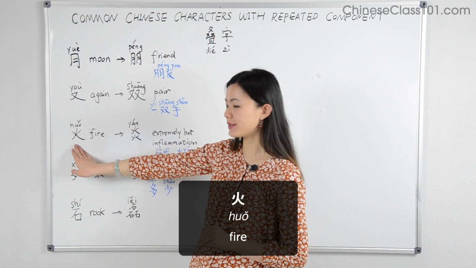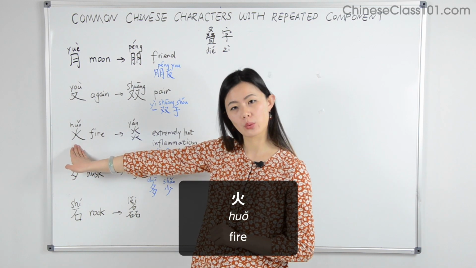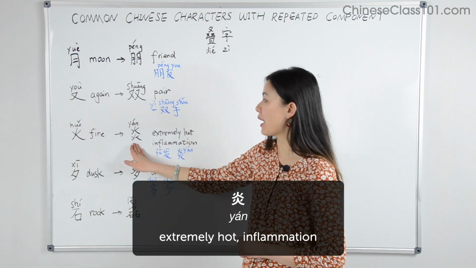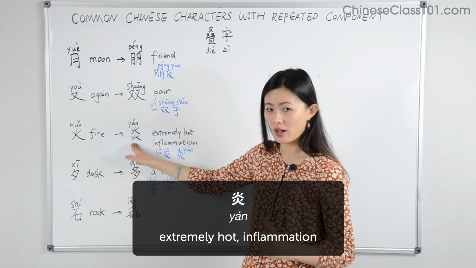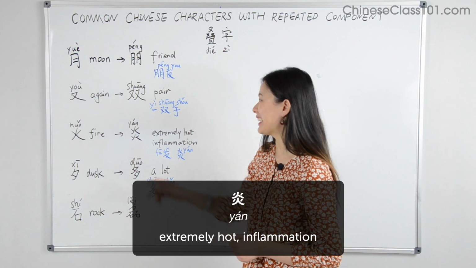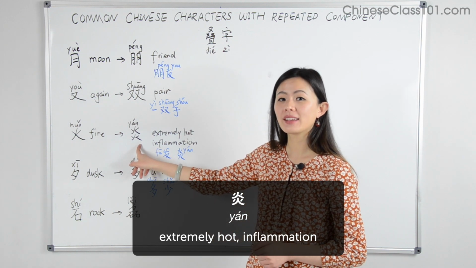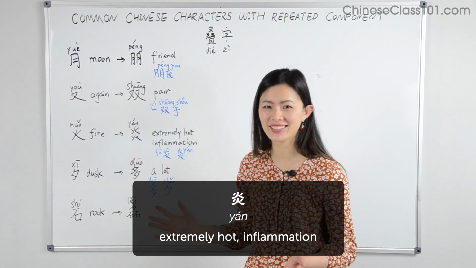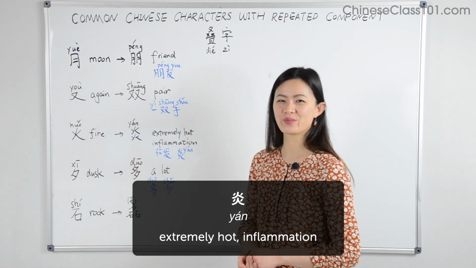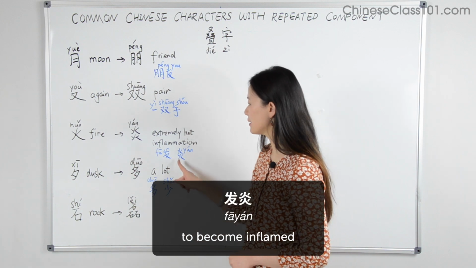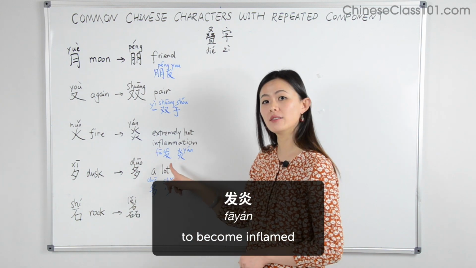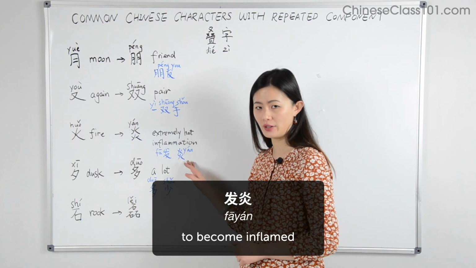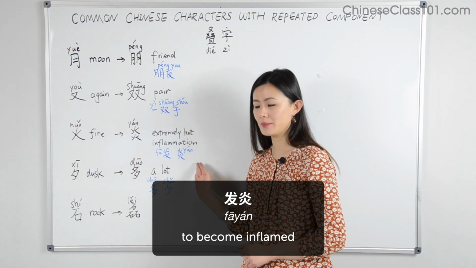Now, this is 火. 火 means fire. When we have two fires on top of each other, it is 炎. 炎 could mean extremely hot or inflammation. For example, this phrase 发炎 is a verb phrase that means to become inflamed or to get inflamed.